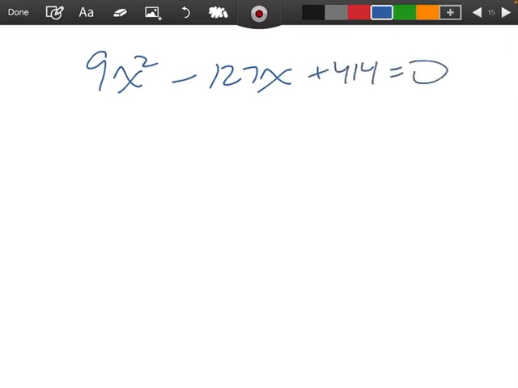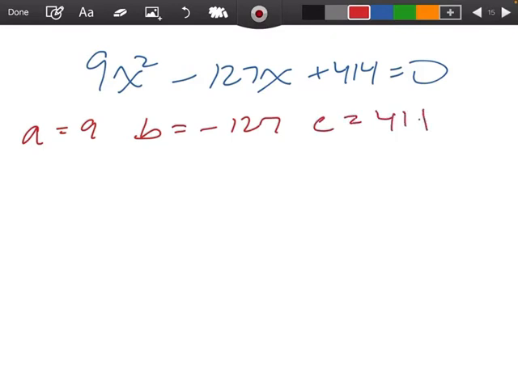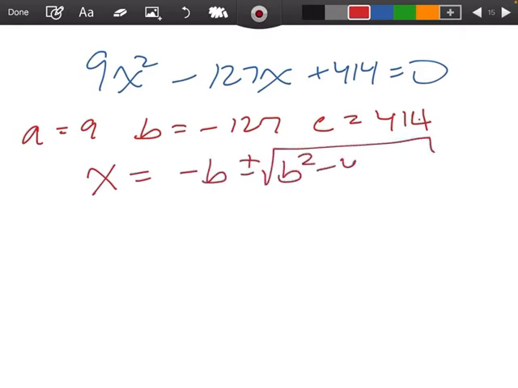Okay, so now when I get to this step here, guys, I'm going to use the quadratic formula. I think it's going to make it easier, just because my numbers are so massive. So a is 9, b is negative 127, and c is 414. Okay, so now I'm just going to write out my formula.